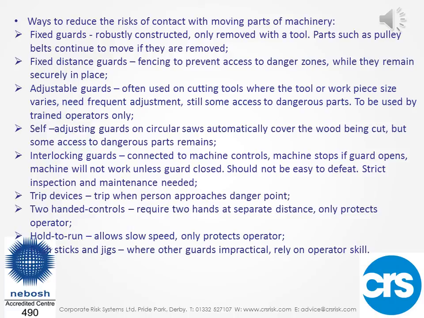Two-handed controls require two hands to be used at the same time and should be sufficiently distant from each other so that they can't be operated with the fingers of one hand. The disadvantage with two-handed controls is that they do only protect the operator, as other people may be moving around the machinery. Further down the hierarchy of control, we have hold-to-run systems. This allows a machine to run at slow speed, and again it only protects the operator.